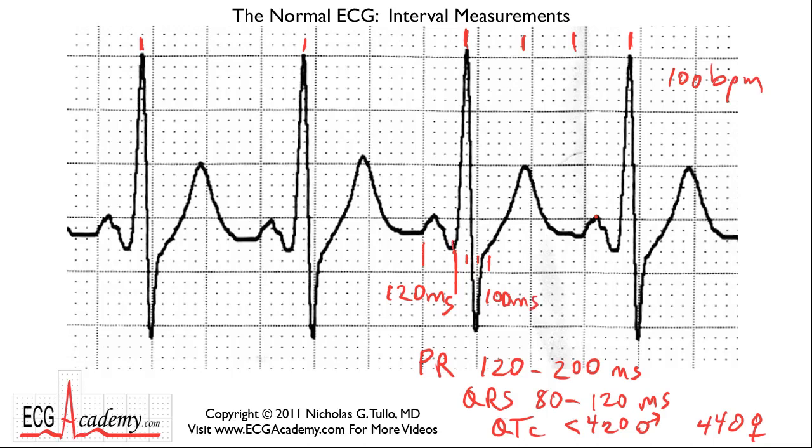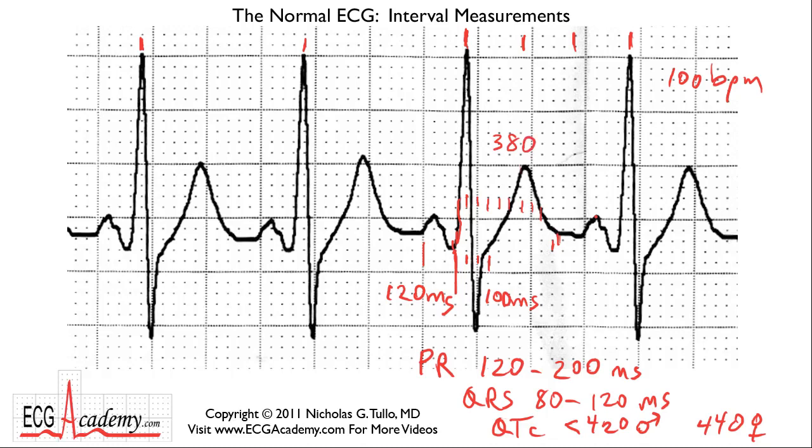And then for the QT, we're going to count from here, 40, 80, 120, 160, 200, 40, 80, 120, and it comes down to the baseline here, which is another 40, 160, about 180 milliseconds. Add that to the 200, and you get 380 milliseconds. Now, was that a normal QT?